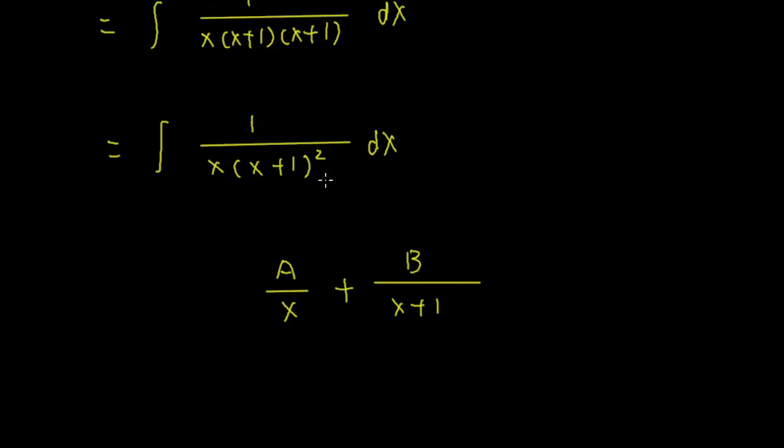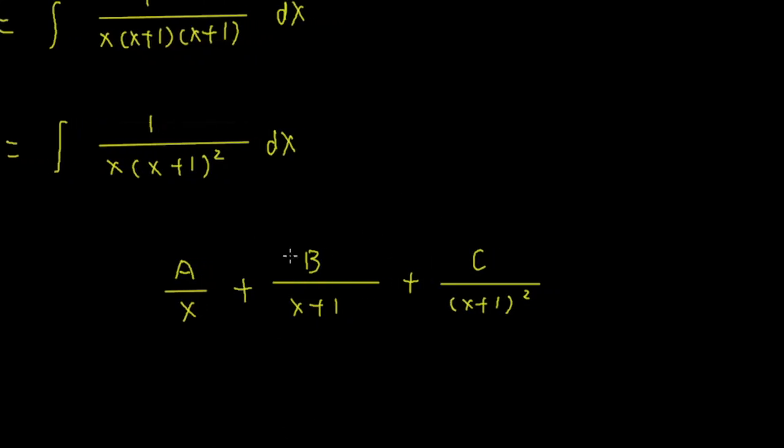I have to write a fraction for each of the powers of this repeated linear factor, plus c over (x plus 1) all squared. Okay. Now, this has to be equal to the original integrand, so it's 1 over x times (x plus 1) all squared.